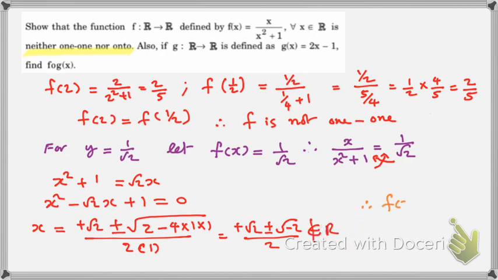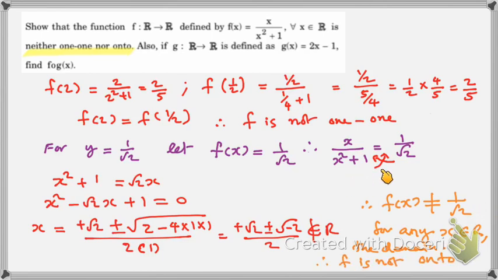So that means I don't have an x which will make f of x equal to 1 by root 2. I write f of x is not equal to 1 by root 2 for any real number x, because the value of x which I got is not a real number, it's a complex number. So there is no real number which will give me f of x is equal to 1 by root 2. Therefore f is not onto, because your 1 by root 2 does not have a pre-image. That's what we proved. It's a counterexample, and so this is not onto.